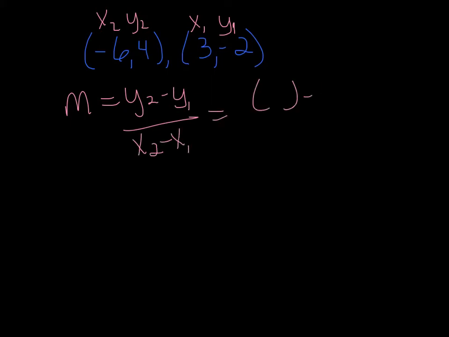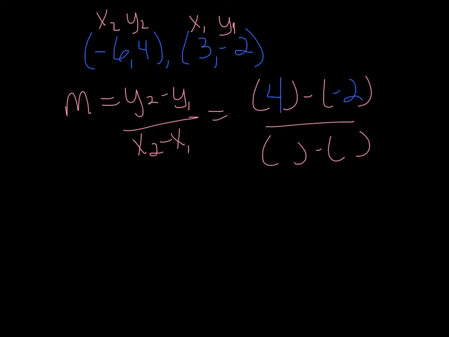I'm going to go ahead and put my parentheses. I labeled them. So instead of y sub 2, I'm going to put a 4. It's just a big substitution problem. And now instead of y sub 1, I am going to put negative 2. Oops, let me change the colors.